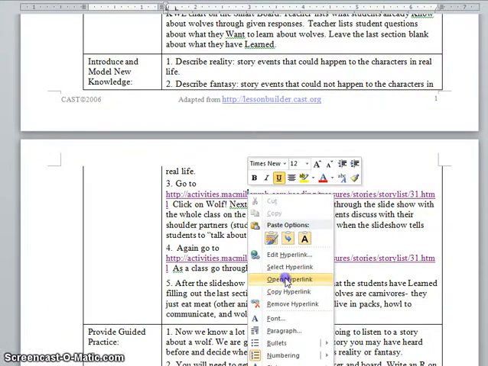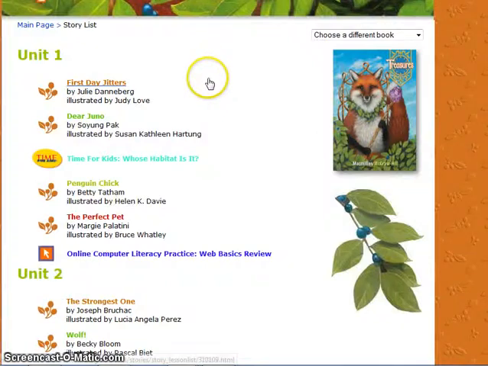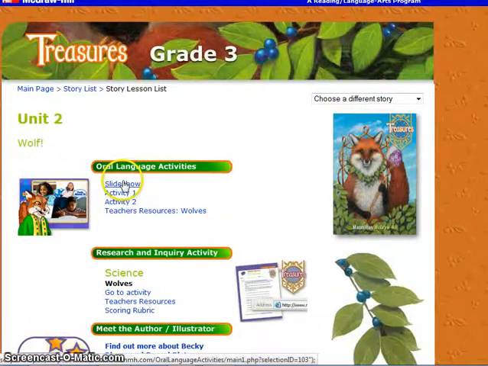Next, just click on Open Hyperlink. You should come to this website. You're going to go down to Unit 2 and then click on Wolf. When you click on this, it should open up to different activities. You are going to go to the oral language activities. Next, you will click on the slideshow.